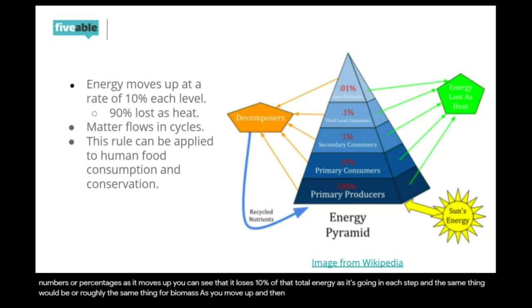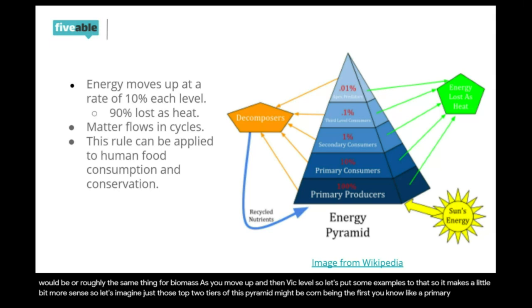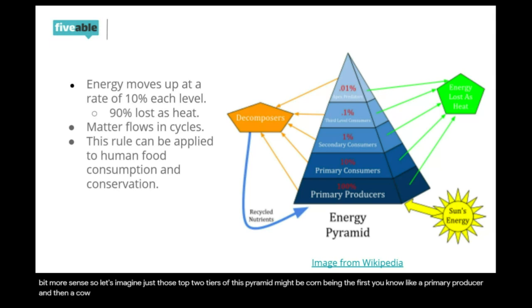And then each different level would be a different trophic level. So let's put some examples to that so it makes a little bit more sense. Let's imagine just those top two tiers of this pyramid might be corn being the first, like a primary producer, and then a cow eating that. So a cow would be that primary consumer, the first organism. And then as a human, you might be that secondary consumer that is eating the cow.